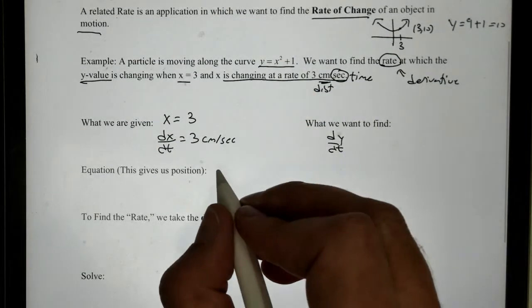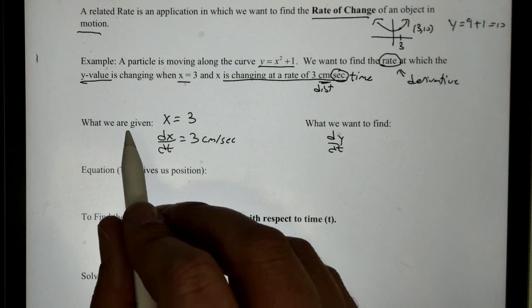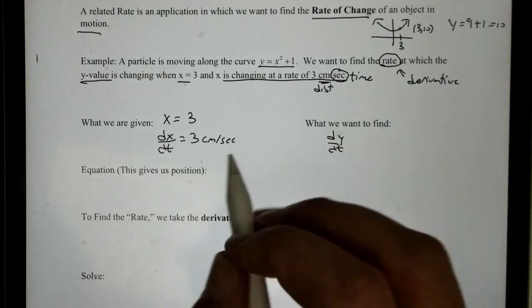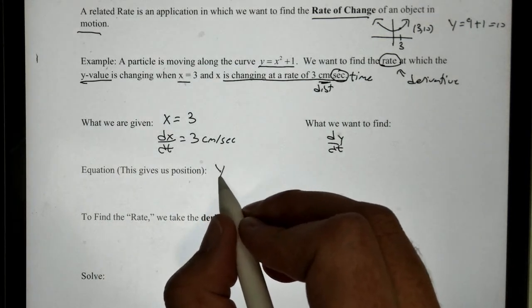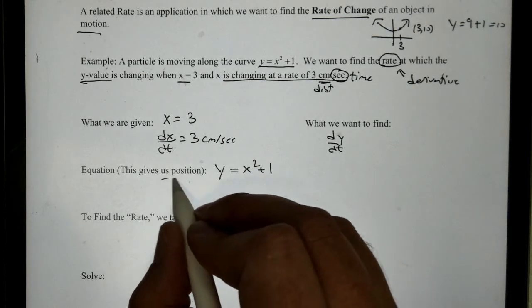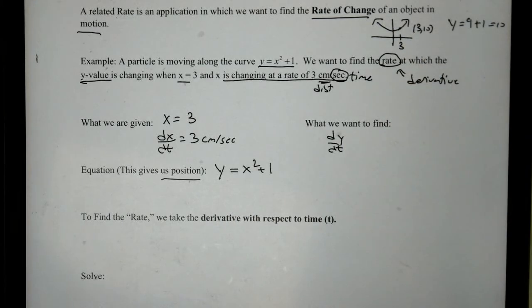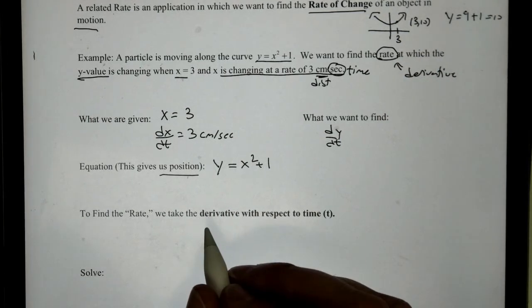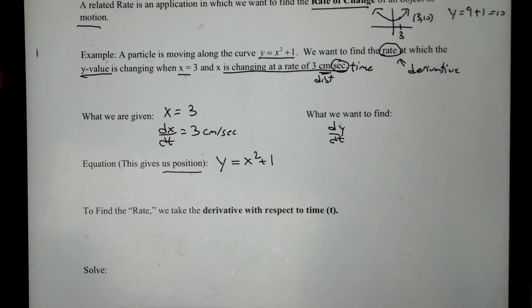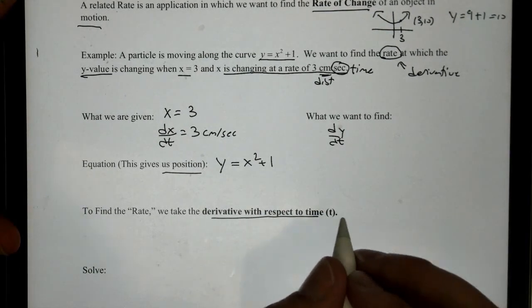Now, the equation they gave us, every one of these is going to be solved the same way. What are we given? What do we want to find in the equation? So they give us the equation y equals x squared plus 1. This is our position. It can give me my position anywhere on the graph. Next, to find the rate, we are going to take the derivative with respect to time.